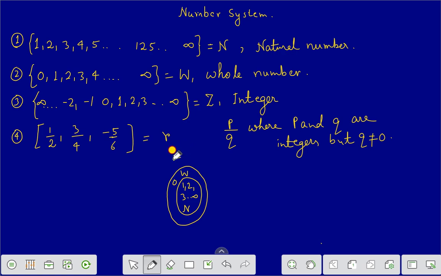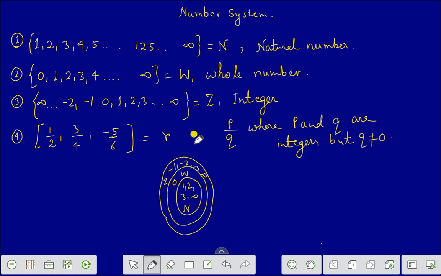Now if we take another set, that is integer: natural numbers, whole numbers, and if we take the negative numbers also, that is -1, -2, -3, etc. up to infinity, then we get the integers, which are represented by Z, right?